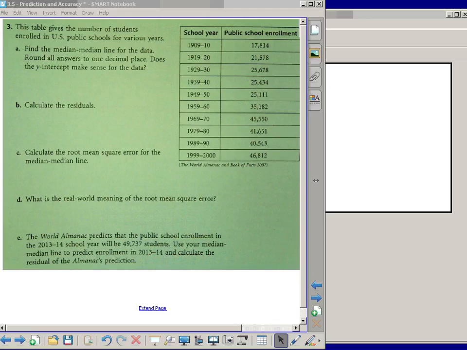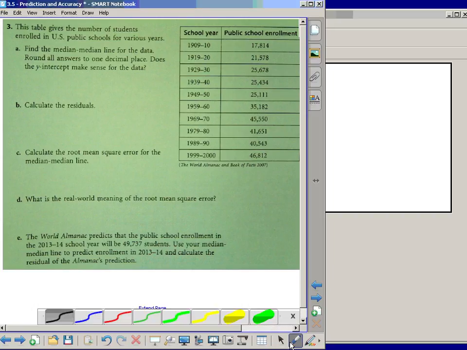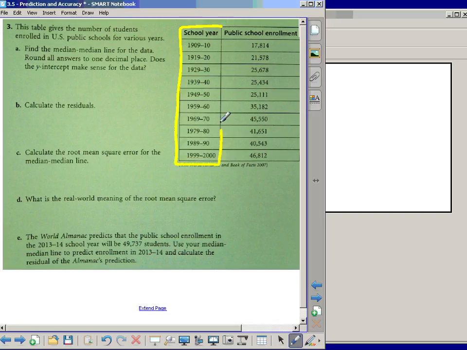Hi class, I'm here today to talk to you about problem number 3 from lesson 3.5 worksheet prediction and accuracy. Problem number 3 involves some data, and that data looks like this. On the left side, they give you the school year, and on the right side, the number of students enrolled in public school for those years.